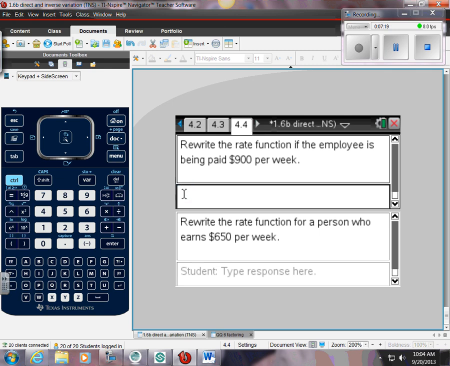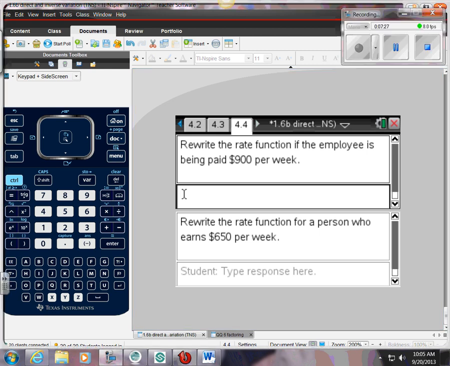Okay, so I want you to go ahead and rewrite the rate function if the employee is being paid $900 a week, and then the next one for $650. Okay, what's the first one? Good, R equals 900 over H. Second one. Good. Problems? Pretty simple, right?